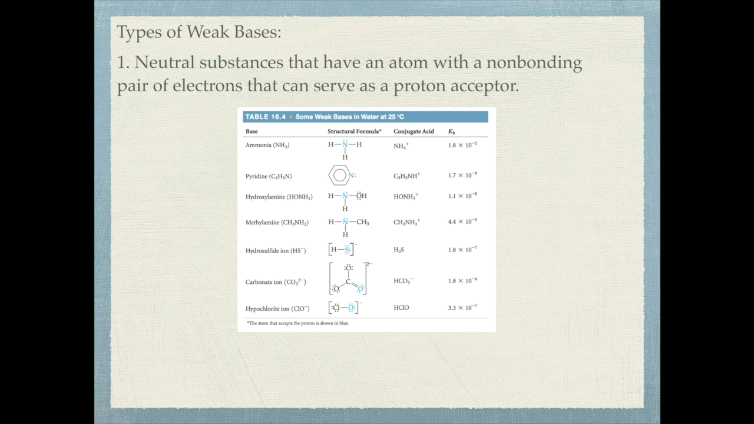It's a type of organic class of molecules. The second type of weak base are simply the conjugate bases of weak acids. So for example, the fluoride ion, which is the conjugate base of hydrofluoric acid, that is a weak base.